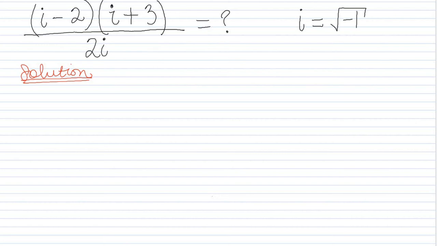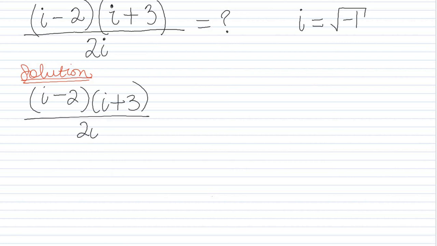So the first thing we notice about this question, because we're given i equals square root of -1, we immediately understand that i is not a variable, but i is the symbol for an imaginary number. So now that we have that information down, the next thing we have to do is start solving, right? So the first thing you do is to just rewrite the question like I always do. (i - 2)(i + 3) divided by 2i.